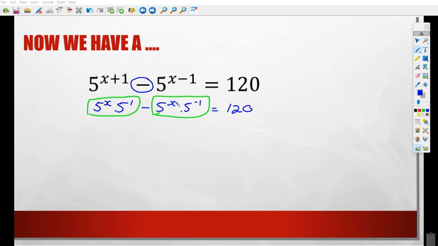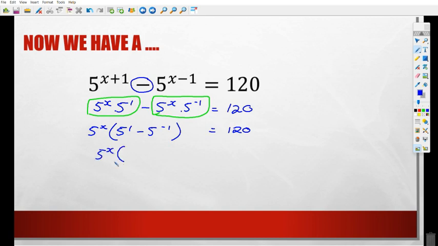I see that it's 5 to the x, 5 to the x. So I take it out, 5 to the x. What's left here? 5 to the 1. Minus. What's left here if I take out 5 to the x? 5 to the negative 1. And that's 120. Then I'm left with 5 to the x.